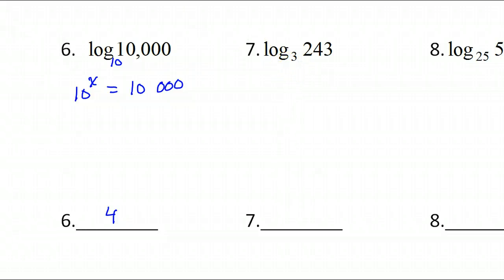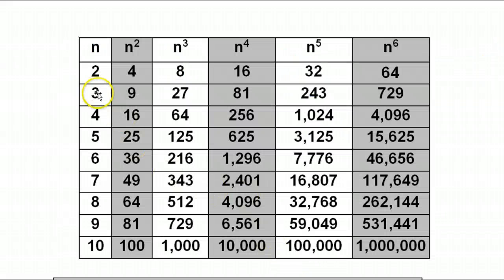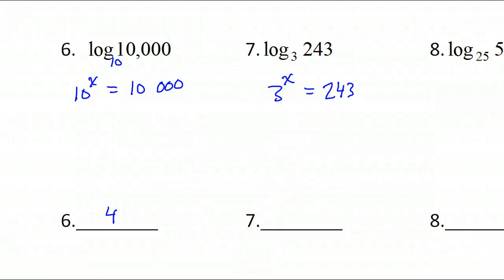Alright, number 7, equally easy. Once again, you ask yourself, 3 to the what power is going to give you 243? Just use your chart. There's 3, there's 243, that's the 5th power. So the answer is simply 5.